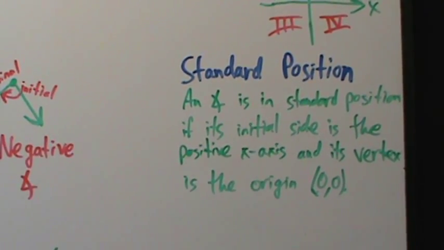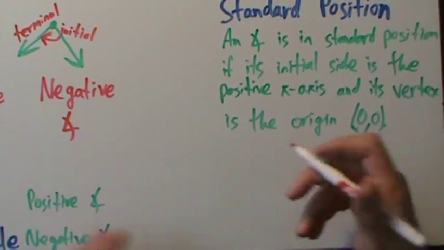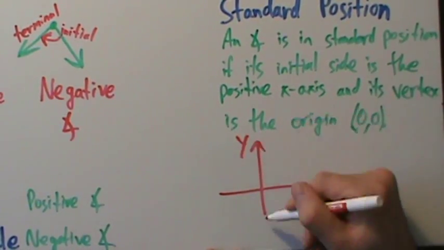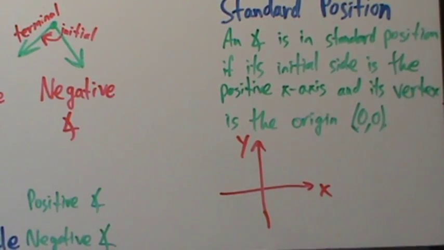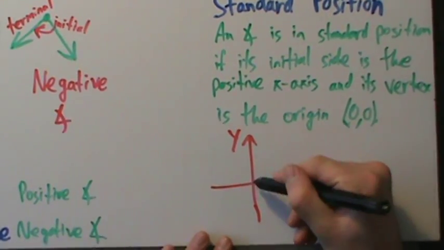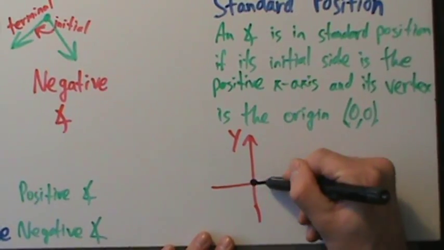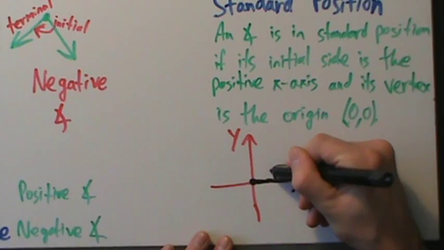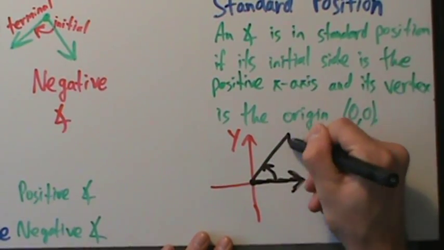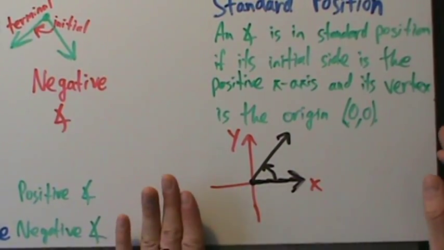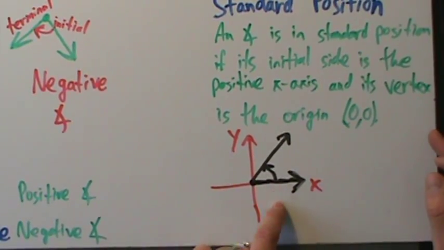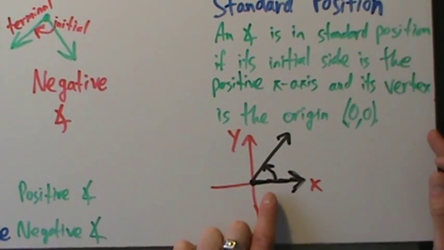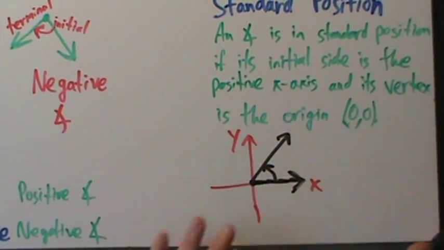So let's draw a picture of that real quick. Here's the x-axis, y-axis. An angle in standard position would be something like this. The vertex is at the origin, and the initial side is the positive x-axis. So we could open up this way, and then like that. So that would be an angle in standard position, okay? Because the initial side is here, and then we open it up this way. And what kind of angle is this? It's a positive angle because it opens up in the counterclockwise direction.